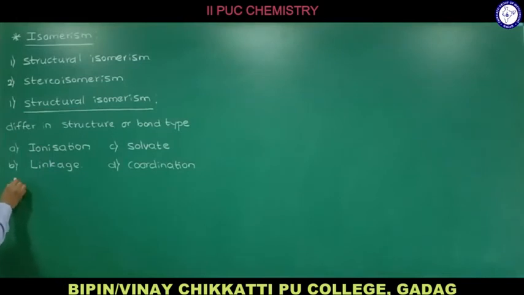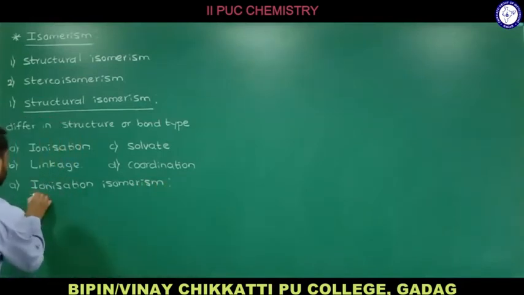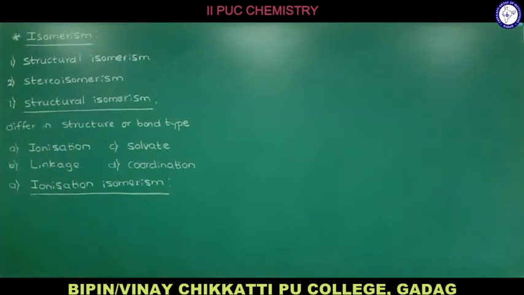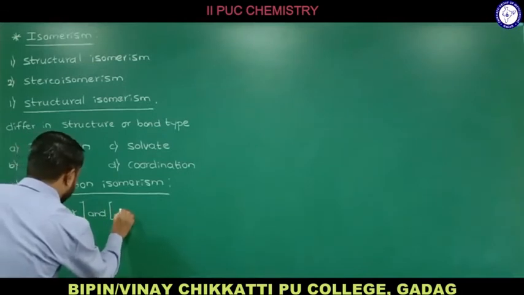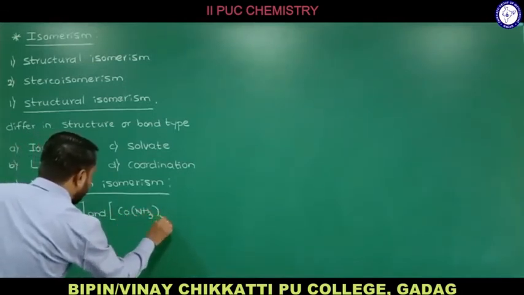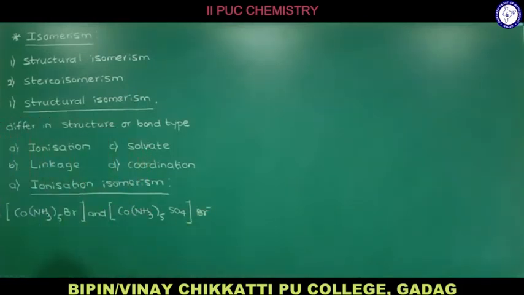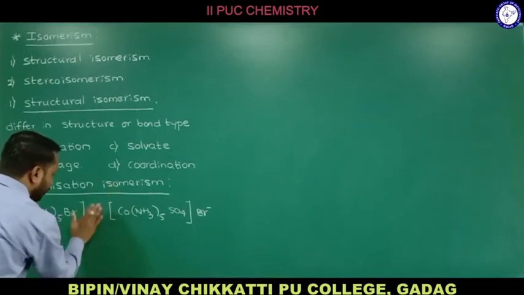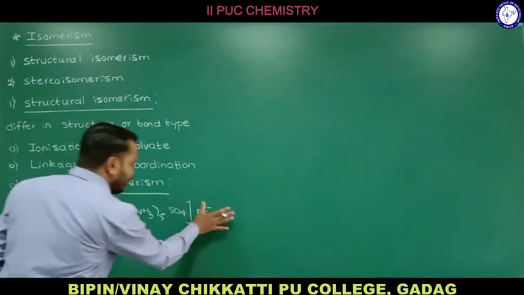So let me write that one. The first one I am going to talk about now is ionization isomerism. Now let me consider an example of ionization isomerism. I consider [Co(NH3)5Br]SO4, this is one coordination compound, and one more I will consider, that is [Co(NH3)5SO4]Br. Here I have not written the counter ion, but actually you should write that counter ion. So the counter ion is SO4, and this is one coordination compound. The counter ion here will be Br minus.